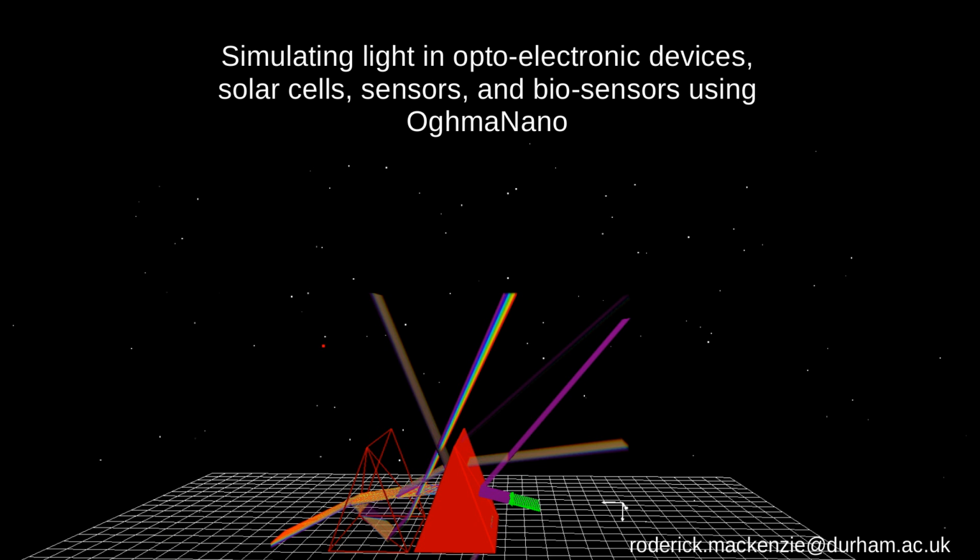So this is a short talk on simulating light in optoelectronic devices using Ogma Nano, and we're going to be focusing specifically on solar cells, sensors and biosensors.